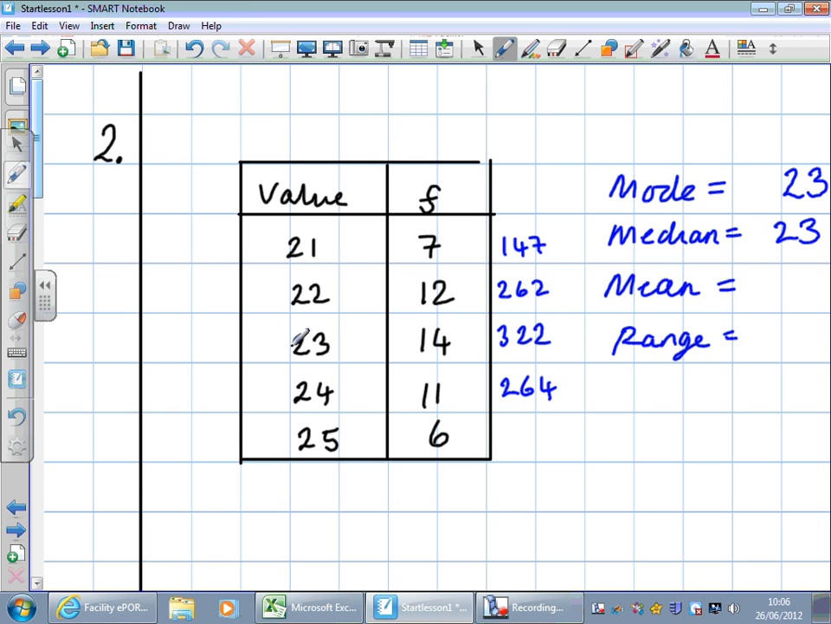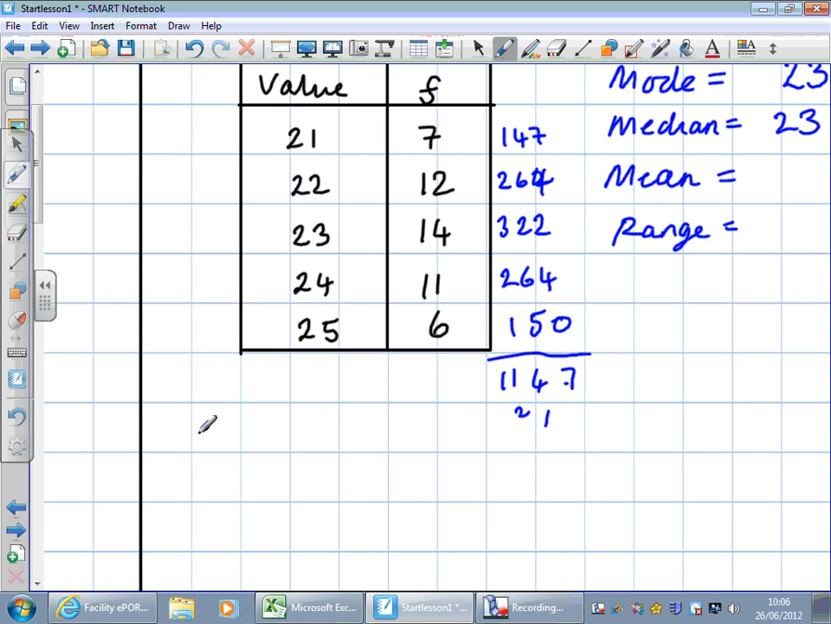10 times 23 is 230, 12 times 22. Oh, 264, I know. Well, I said 264, I wrote it down wrong. 6 times 25 is 150. Now we add them up. 11, 13, 17, put 7 there, carry the 1. 10, 12, 18, 23, add 1, 24. 3, 6, 9, 11. So add up to 1,147.